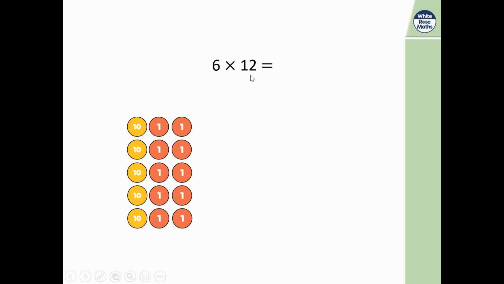Okay, 6 times 12. So what was 6 times 11? Right, 66. So what do we have to do to this 66 to get 6 times 12? Add 6, and that gives us 72. Right.